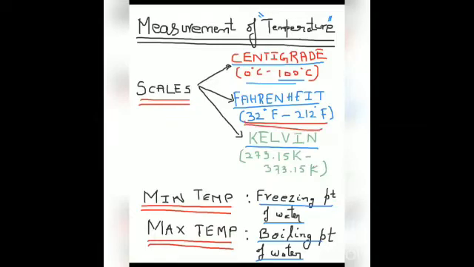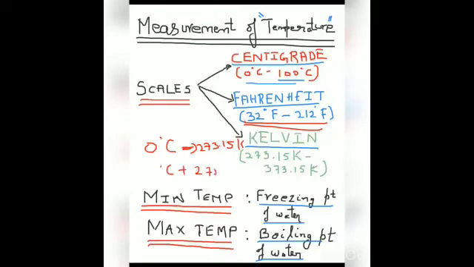Kelvin scale or absolute temperature scale. 0 degree Celsius on the Celsius scale is equal to 273.15 Kelvin on the absolute scale. Thus we add 273 to the Celsius temperature to obtain the temperature on the Kelvin scale.